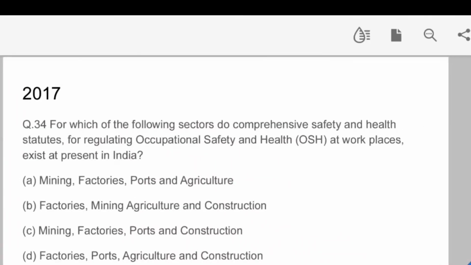Now the next question has been asked, which of the following sectors do comprehensive safety and health statutes for regulating occupational safety and health at workplace exist at present in India? That question I also covered in a particular video. Hope you will get my point. And the options are mining, factory, port and agriculture; factory, mining, agriculture and construction. Third option is mining, factory, port and construction. So option C is correct because OSH covers the sectors of mining, factory, port and construction.